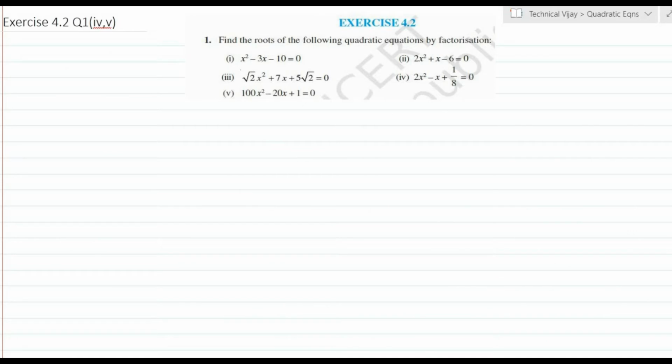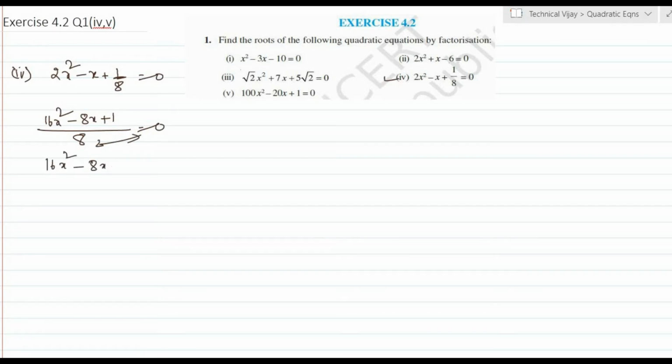So now we will go for this fourth one. That is 2x square minus x plus 1 by 8 is equal to 0. So now what we have to do? Here 1 by 8 is there, so now we will take LCM for this one. So 8 into 2, 16. 16x square minus 8x plus 1 whole divided by 8, this is LCM, is equal to 0. So the 8 and 0 will be multiplied, so that the remaining will be 16x square minus 8x plus 1 equal to 0.